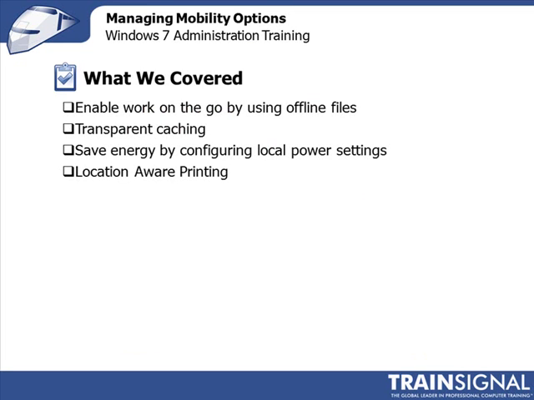In this lesson, you'll learn how to enable work on the go using the Offline Files feature in Windows 7. We touched on transparent caching, and we'll talk more about transparent caching in the BranchCache lesson in this course. You'll learn how to save energy by creating your own local power settings and how to import and export power profiles on your machine. We ended this lesson by looking at location-aware printing and how to quickly decide what kind of printer you want to print to at a particular network location.